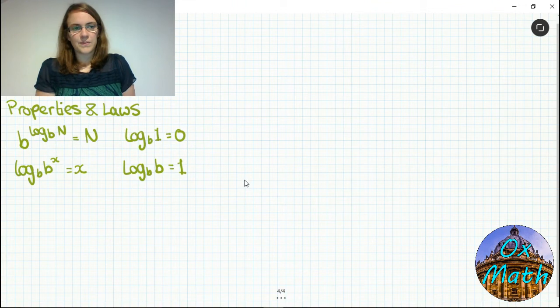The laws of logarithms then, just like the laws of indices, allow you to combine terms with the same base. So they can be very useful for simplifying equations, and you need to know how to do it.